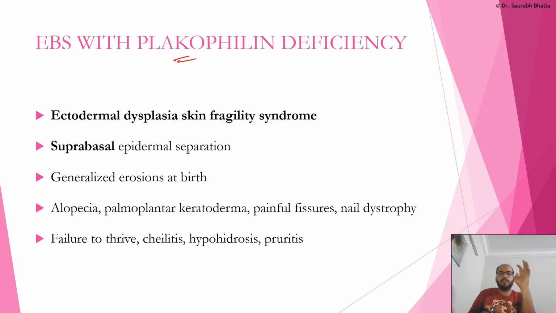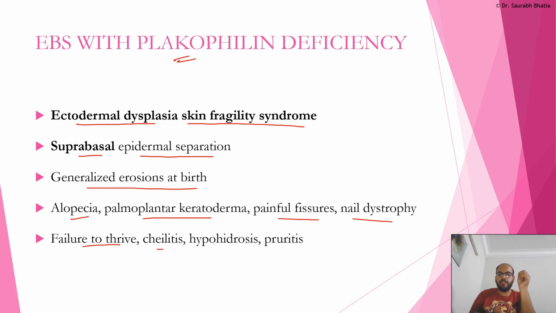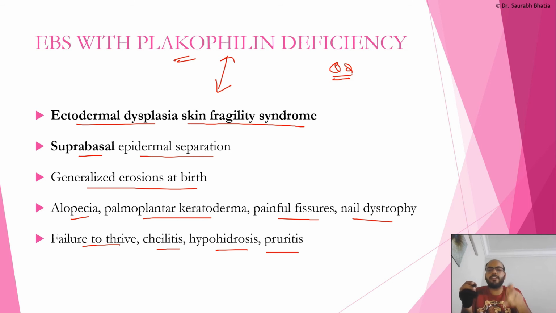EBS with plakophilin deficiency is known as ectodermal dysplasia, skin fragility syndrome. There is suprabasal epidermal separation. There are generalized erosions at birth, alopecia, palmoplantar keratoderma, painful fissures, nail dystrophy, failure to thrive, cheilitis, hypohidrosis, and pruritus. All of these features are seen in plakophilin deficiency. Just remember, for the sake of quizzing or any MCQs, that EBS with plakophilin deficiency is also known as ectodermal dysplasia, skin fragility syndrome. Okay, just remember these 2 points.